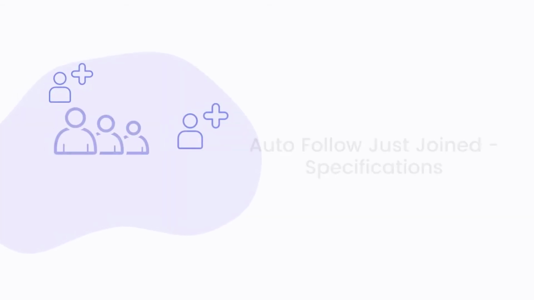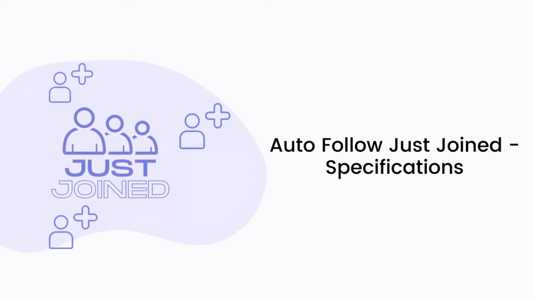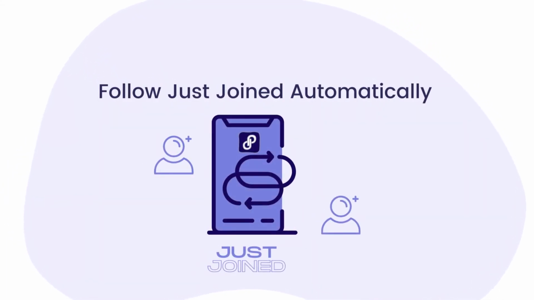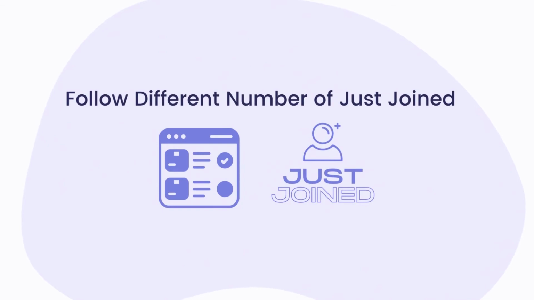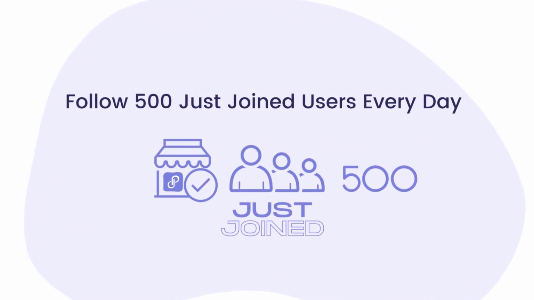Let's see what we can do with the Auto-Follow Just Joined automation in the PrimeLister extension. You can automatically follow Just Joined on a daily basis. Just Joined are those Poshmark users who have just signed up with the platform. You can customize the number of people so that as many users from Just Joined as you specify are followed each day. You can follow Just Joined automatically up to 500 users per day.